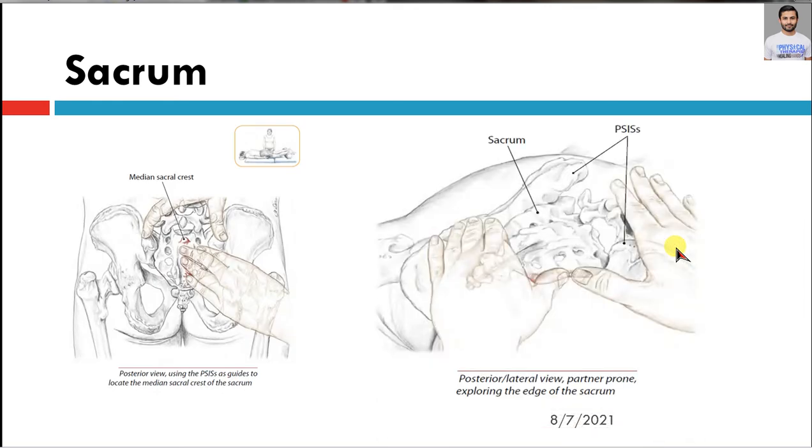The sacrum can be palpated in the prone lying position very easily. First, you need to find the median sacral crest in the midline, and then lateral to that, you can find the sacral body itself.